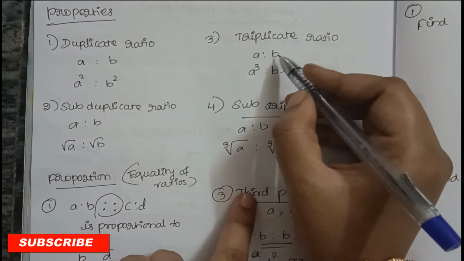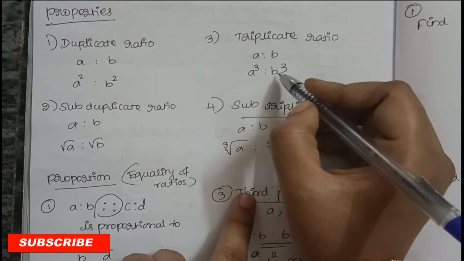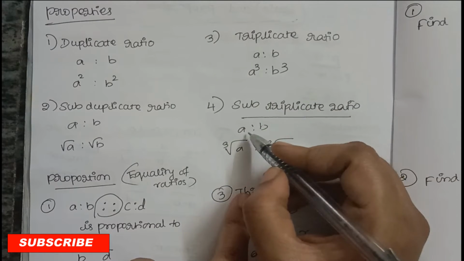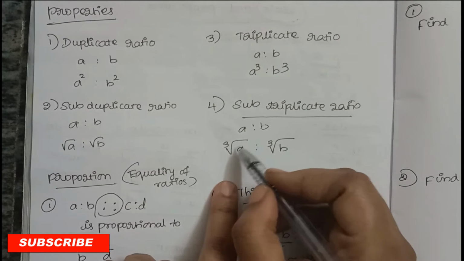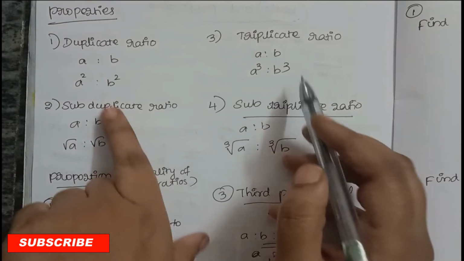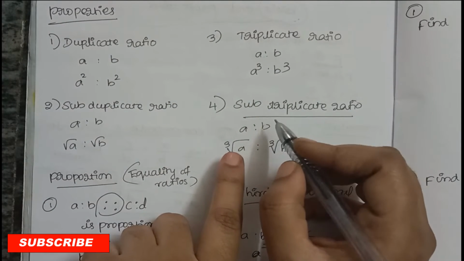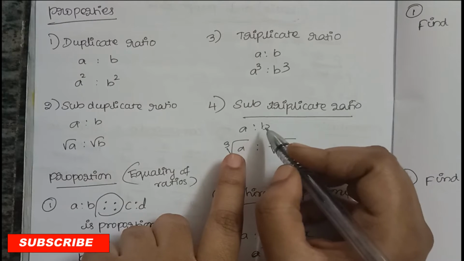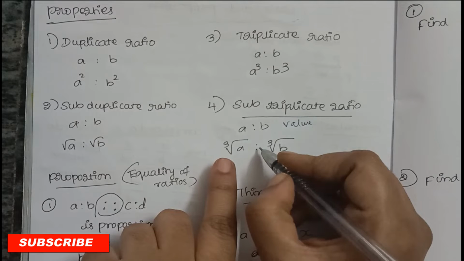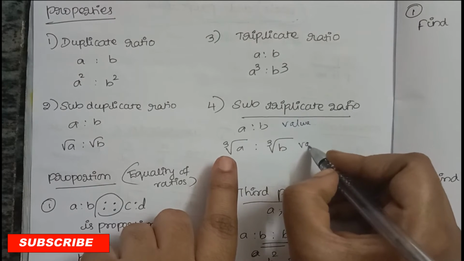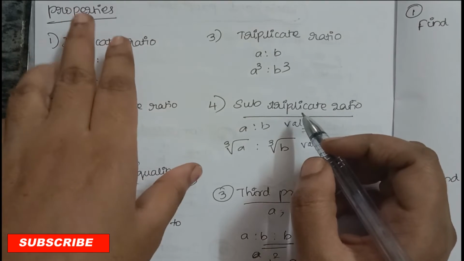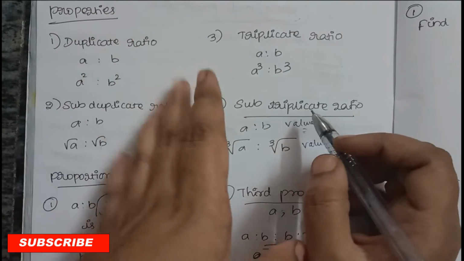Triplicate ratios. A is to B can be written as A cube is to B cube. Subtriplicate ratio. A is to B can be written as cube root of A is to cube root of B. So the result we get from this property is that A is to B value is equal to cube root of A is to cube root of B. The value is equal. So these properties are used for simplification purposes.